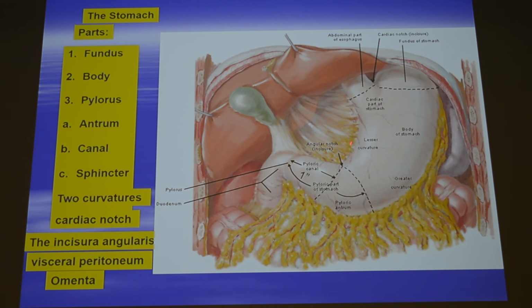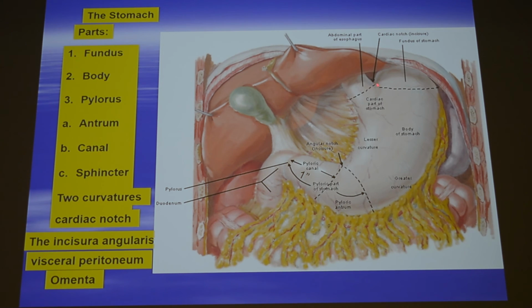Now here, at the lower end of the lesser curvature, we have another notch. It's called the angular notch or incisura. Now if we draw a line from the cardiac notch horizontally, and we draw a line from the angular notch, between these two lines that will be the body of the stomach. Above this line is the fundus, and below that line is the pylorus. So the stomach is divided into three parts. The fundus, which is above this line.